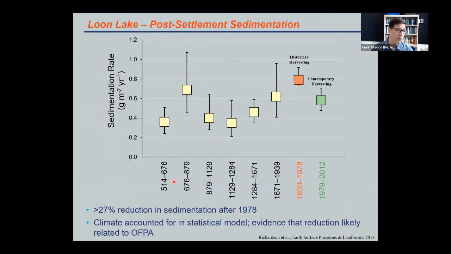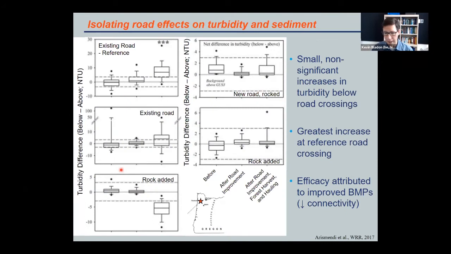They were able to go back to 500 AD and break up different time periods. But for our discussion today, we're most interested down here, the 1930s to 70s period with historical harvesting practices, much larger clear cuts, no riparian areas. We had some of the highest sediment production on record, but in the post-Oregon Forest Practices period, that sedimentation rate in Loon Lake has reduced by about 27% and come back to approximately pre-industrial times. So a really rich study here that I would encourage folks to have a look at.